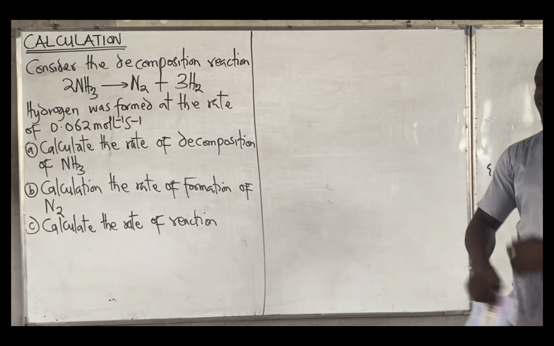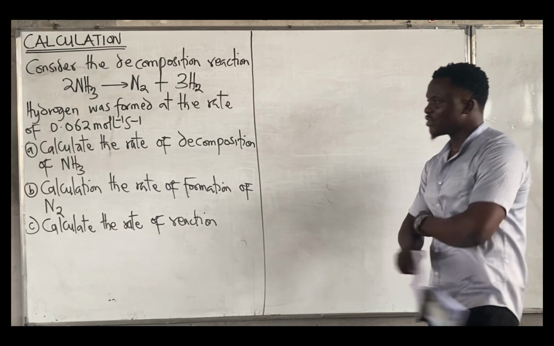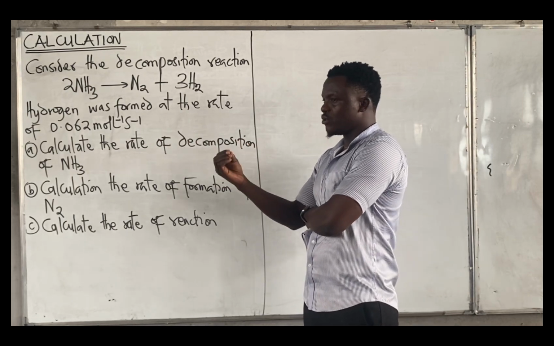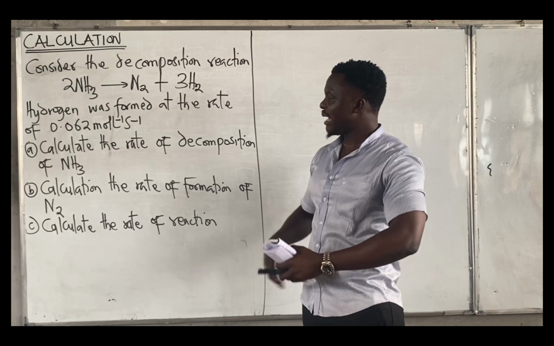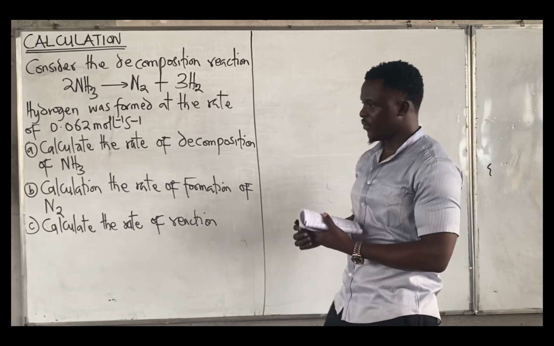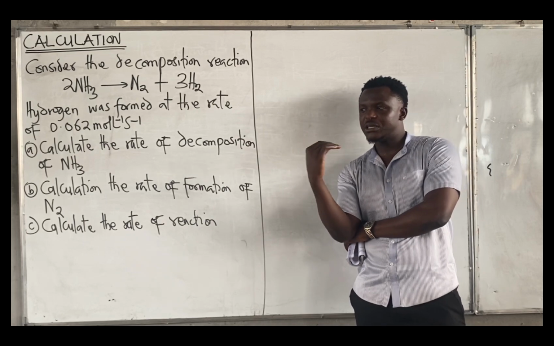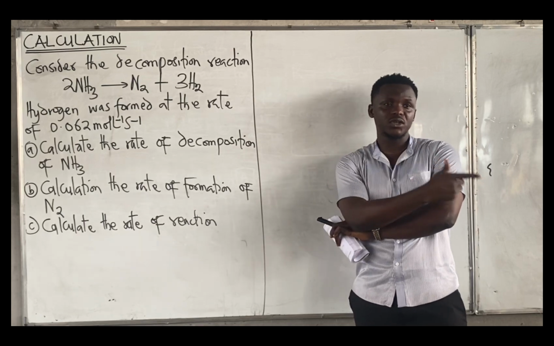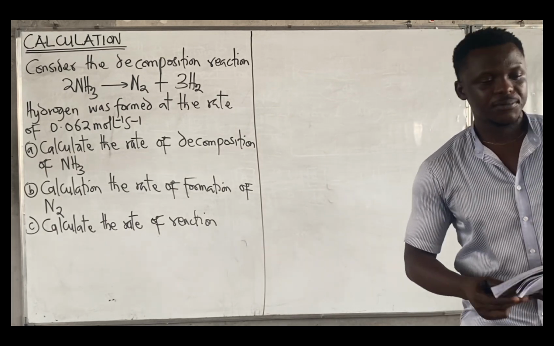All right. We have this question here on the board. Consider the decomposition reaction. For this reaction, they said hydrogen was formed at the rate of this. That means this is the rate of formation of hydrogen. You're asked to calculate the rate of decomposition of ammonia, nitrogen, and of course, the overall rate of the reaction. There are two ways we're going to solve this. I'll solve using the direct method in a case where this question is coming up as a theory. And I'm going to show the shortcut in a case where it's coming as objective or subjective. Whichever of these you see in your exam hall, quickly adopt it.